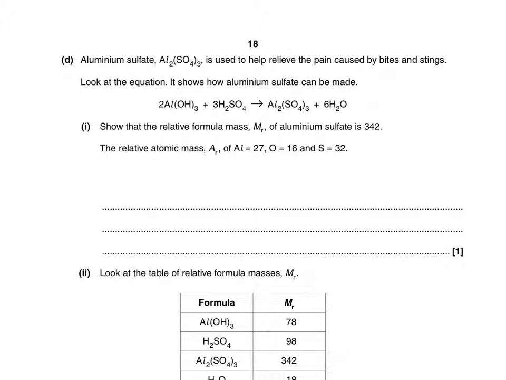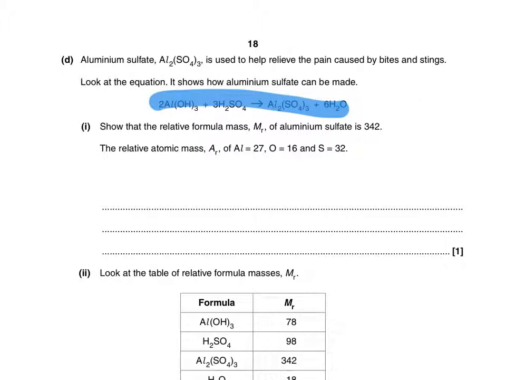So aluminium sulfate, Al2(SO4)3, is used to help relieve the pain caused by bites and stings. Look at the equation. It shows how aluminium sulfate can be made. And again, they've put in a big, scary equation to try and intimidate you, but you're not going to be intimidated. Show that the relative formula mass of aluminium sulfate is 342. So they've told you the answer, but you need to show how this works, okay? They've told you all the different molecular weights, and you need to work it out.